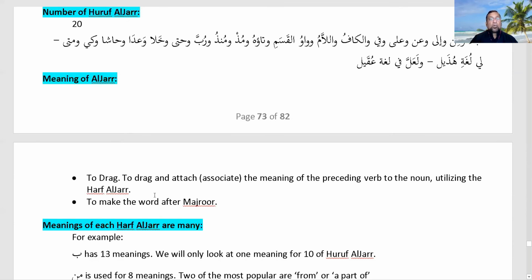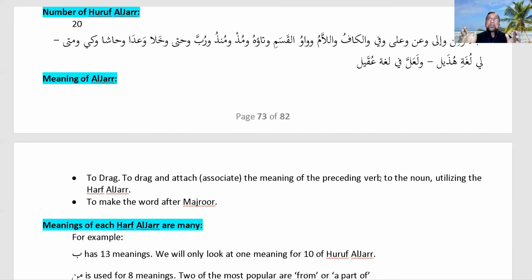So Huruf AlJarr are called Huruf AlJarr. These Huruf are called Jarr because they drag and attach, meaning associate, the meaning of the preceding verb to the noun that comes after, to the majrur. That is what it really means, literally, Huruf AlJarr.